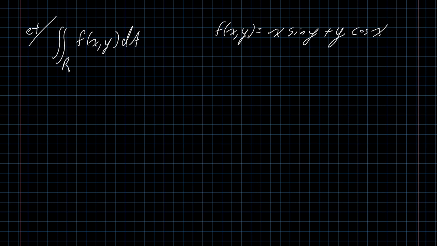This time we get a little bit of trig involved. Function of x and y, x sine y plus y cosine x. And our region of integration here is going to have x going between 0 and pi over 4. And y going between 0 and pi over 3.